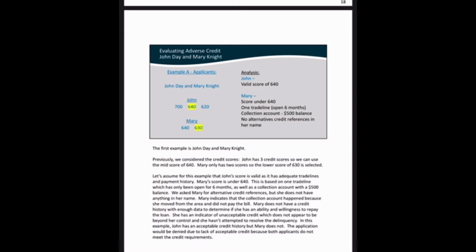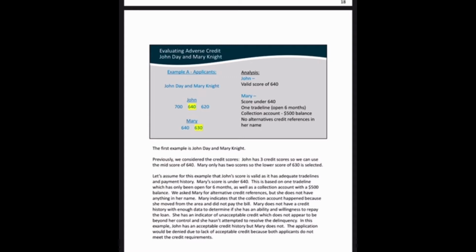Alternative credit could be a phone bill, and it has to be open for 24 months and paid on time within the last 12 months. It could be a phone bill, a cable bill, a credit card that's not reporting on the credit, a water bill, or a light bill.